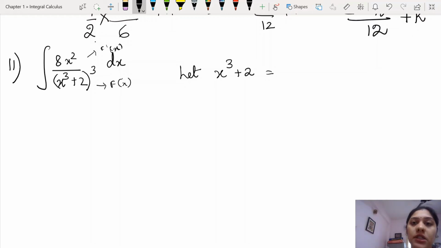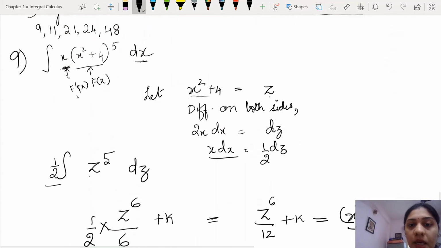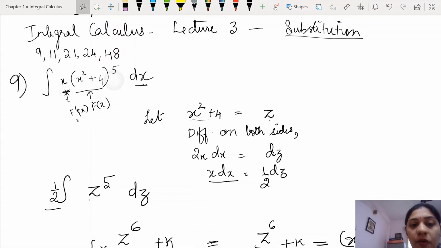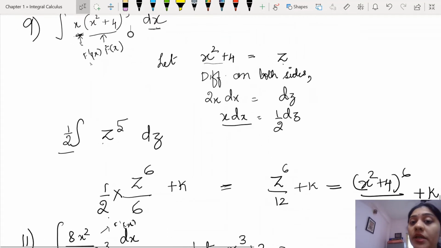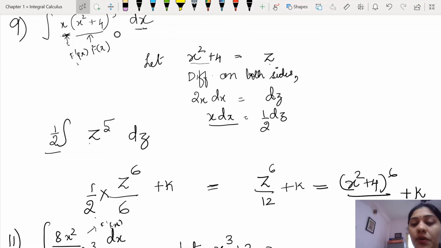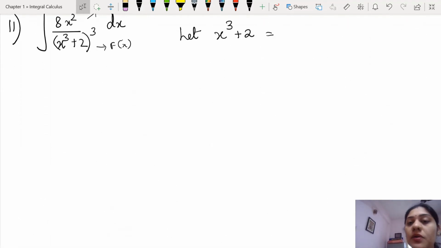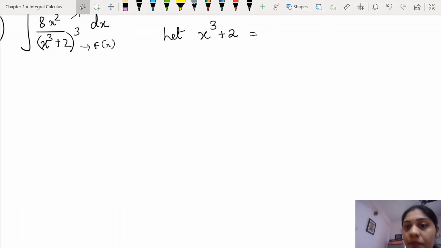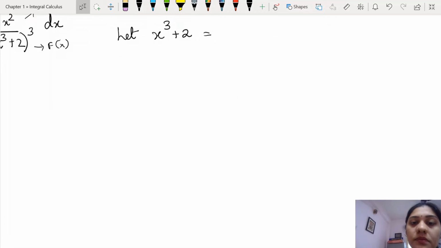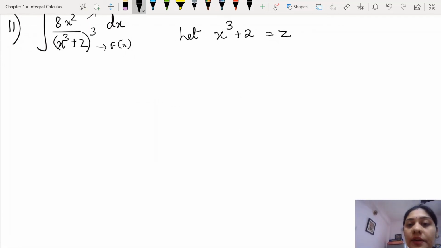Whenever the term has a power here, like for example, it has a 3 in this case. In the previous question, there is a power 5 here. So these are the questions we normally substitute, like how we have substituted here. And similarly, here also we substitute. X cube plus 2 is equal to z. Okay. Now when I differentiate both the sides, I will get 3x square dx is equal to dz.